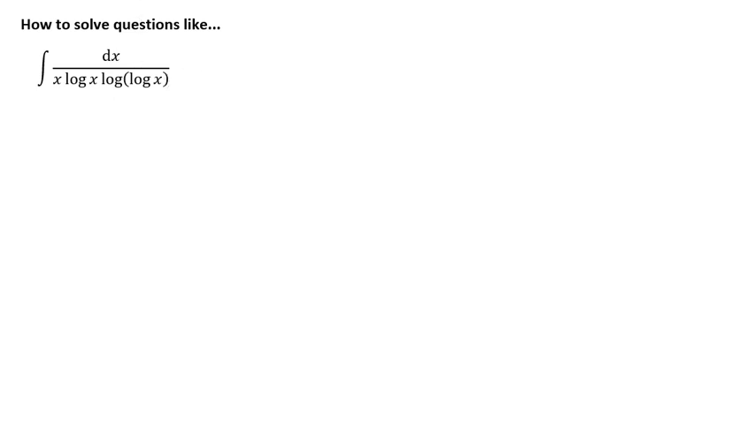Before starting, I am telling you that this is a two-step problem. We have to take two steps in order to solve this problem. So let's start with the first step. Step one is to first write this question again: 1 over x times 1 over log of x times 1 over log of x. So actually this is the fraction we have to solve.